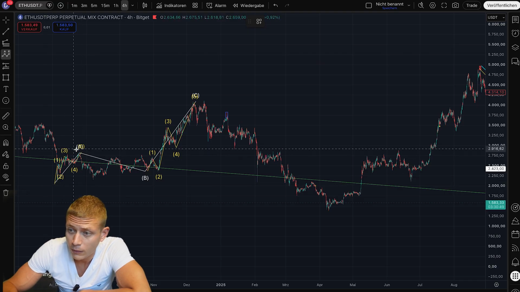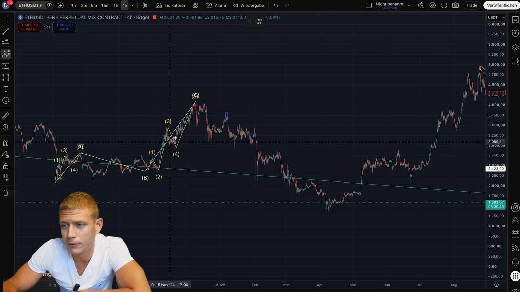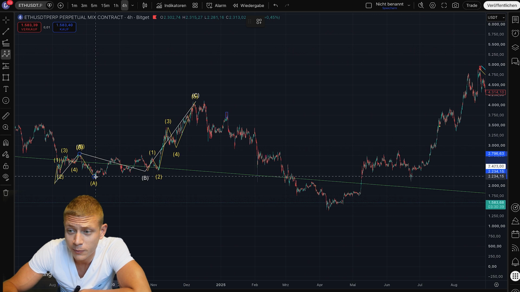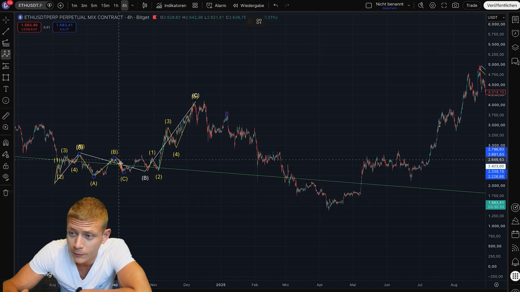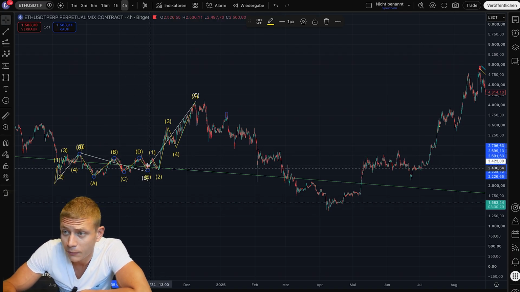If we, for example, look at this 3-wave move, you can clearly see it's only possible to count it as a 3-wave move, and within this 3-wave move we had an A wave in a leading diagonal, then a 3-wave move in an A wave of the triangle, a 3-wave move in a B wave of the triangle, a 3-wave move in a C wave of a triangle, D wave, E wave. It was all corrective within the triangle.